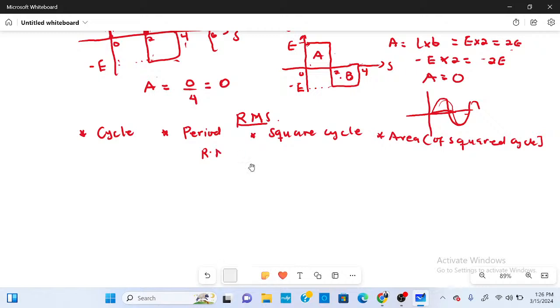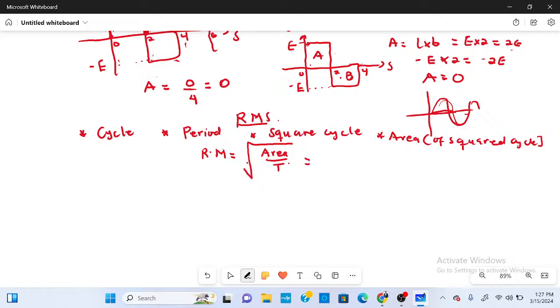Then finally, our root mean squared value is simply equal to the square root of the expression, our area of squared cycle over the period. So the square root of the area of the squared cycle over the period.